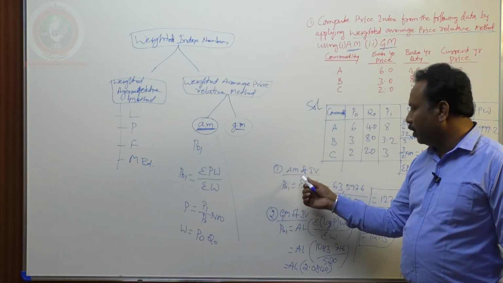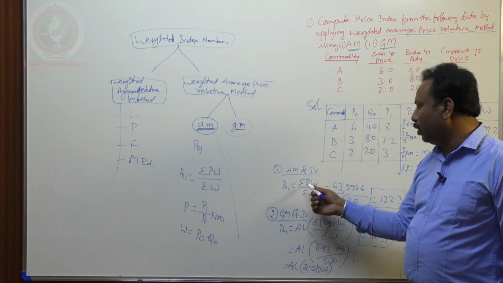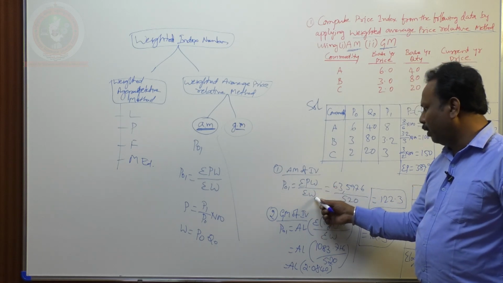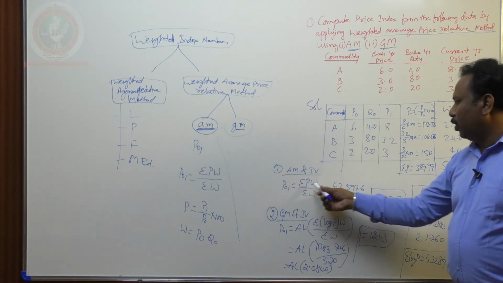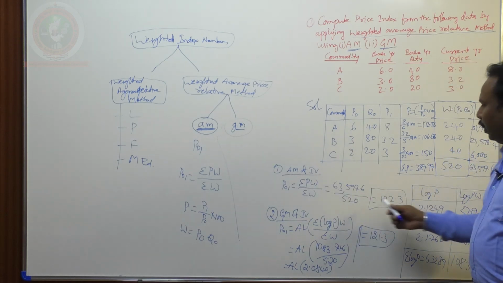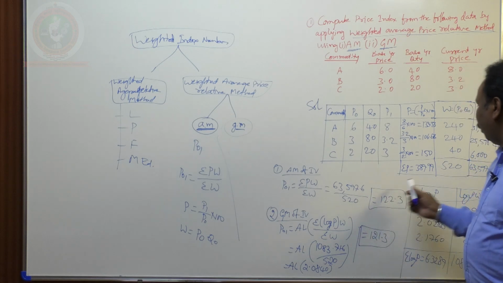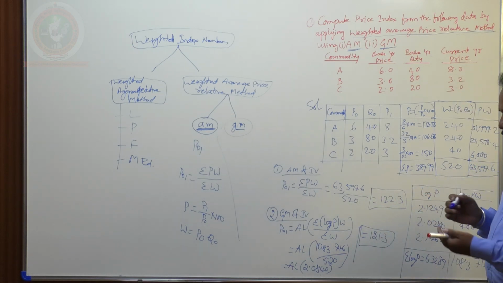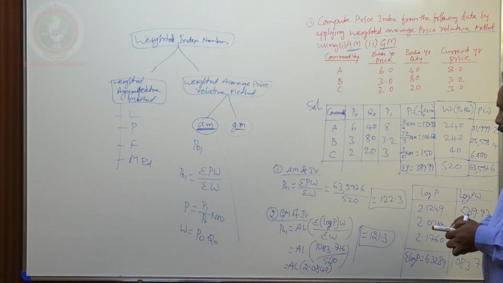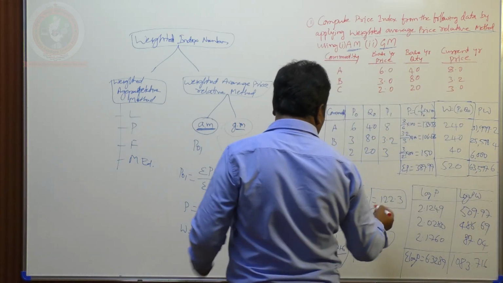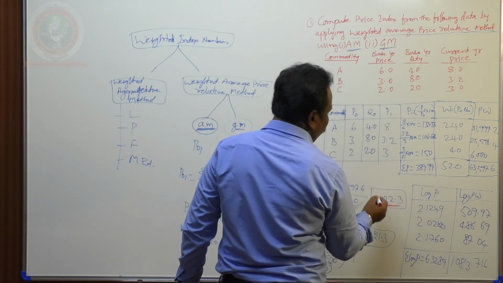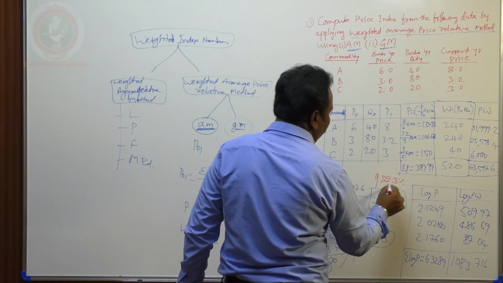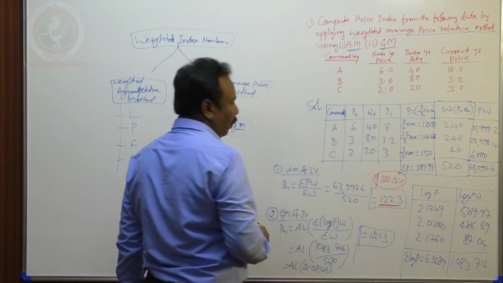So the arithmetic mean basis of index value, that is P01 equals summation of P into W, PW, divided by summation of W. Summation of PW is 63,597.6, divided by summation of W, which is 520. Simplifying this, we get 122.3. So the index value under arithmetic mean shows an increase of 22.3% over the base year.